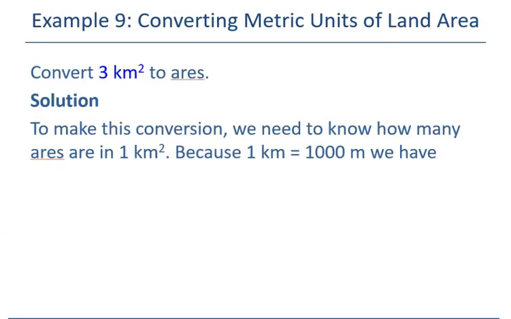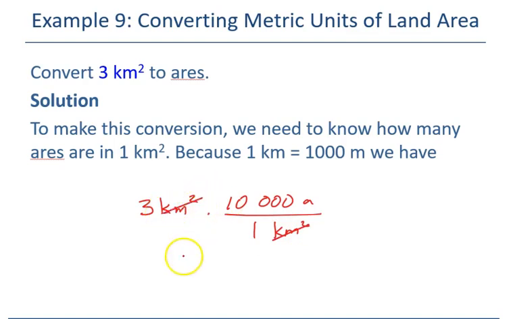Okay, convert 3 kilometers squared to areas. Okay, so let's look at this one, and how would we do it? Well, being very careful, we know that we have 3 kilometers squared. Okay, so here's our 3 kilometers squared. Okay, we can multiply that by knowing that it takes 10,000 A to equal 1 kilometer squared. Notice now that these are going to cancel out.